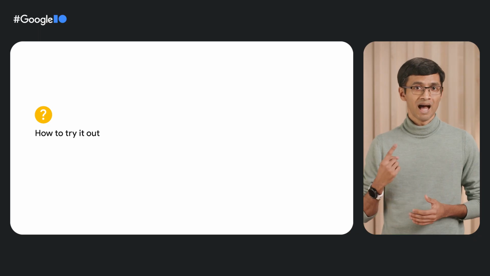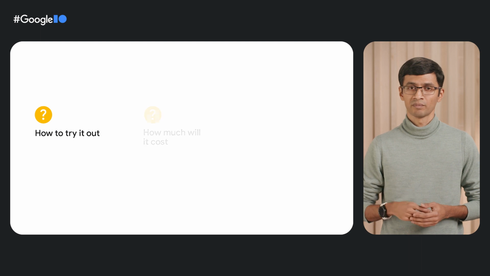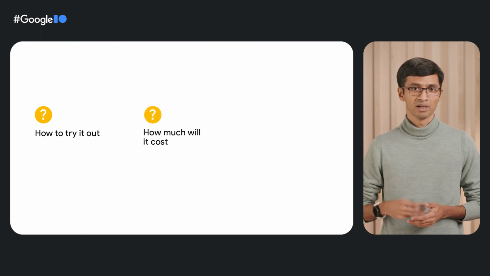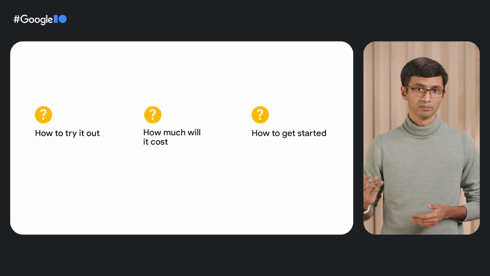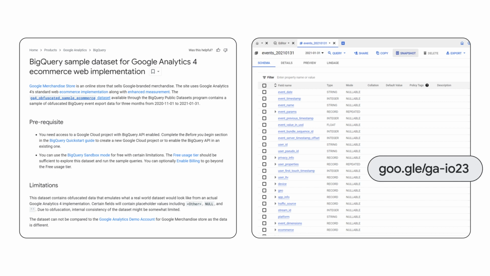So Kishore starts with three questions: how to try out the feature, how much will it cost, and how to get started. The quickest way to see how you can benefit from the BigQuery export feature is to explore the demo dataset. This gives you an idea about the schema and the structure of the data, what fields are available, and how the collected data is surfaced.